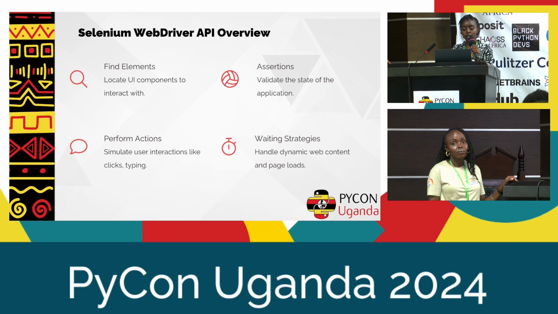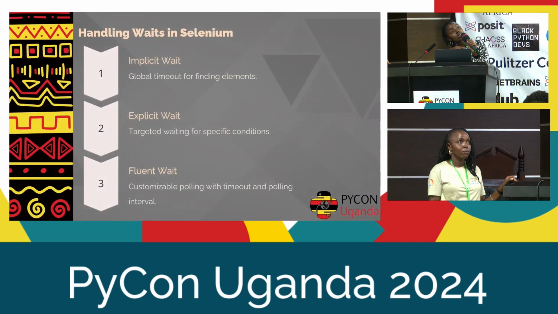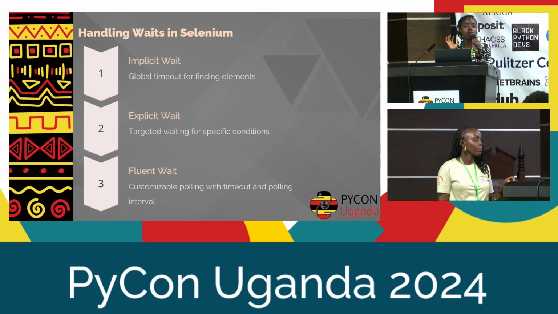So when we cover implicit waiting, this is the global timeout for finding whatever element that you're trying to look for. What's happening here is it's going to look out for whichever element that you'd want. And then the next one is the explicit waiting. So this one will target a very specific condition or action or anything specific that you'd want to test out.